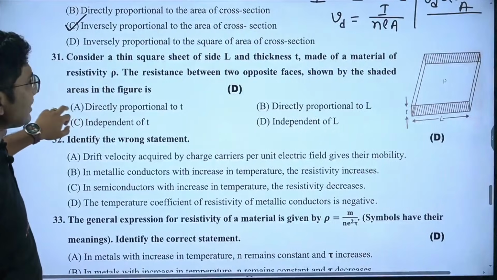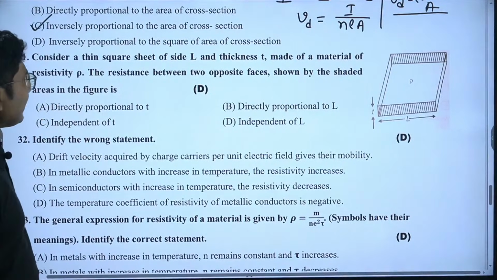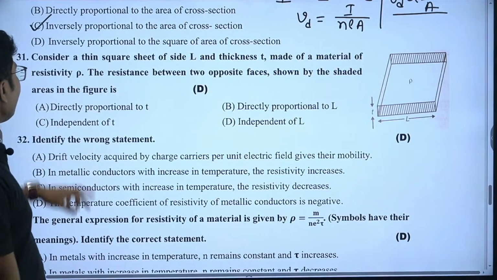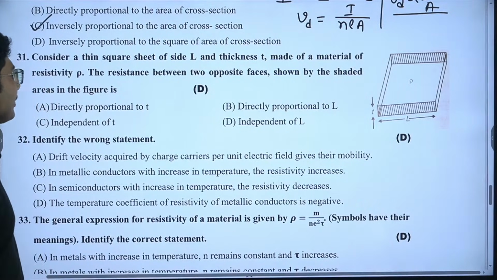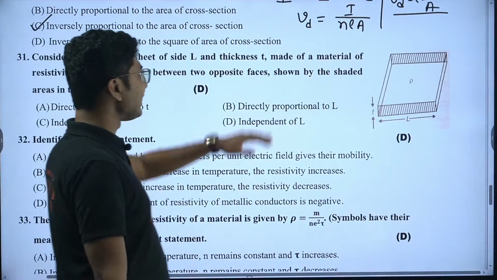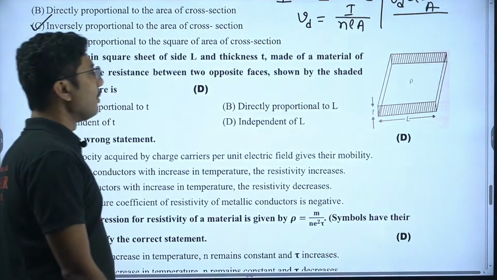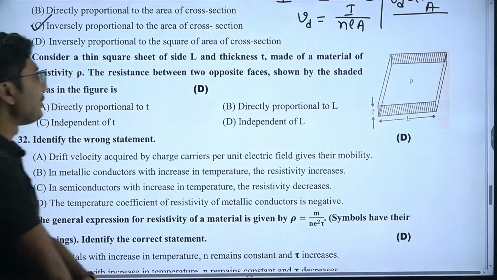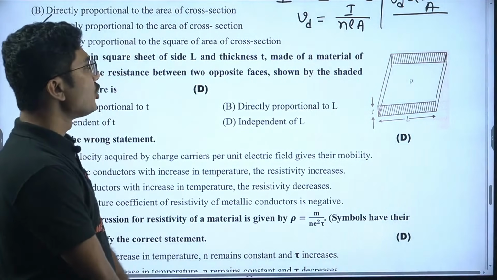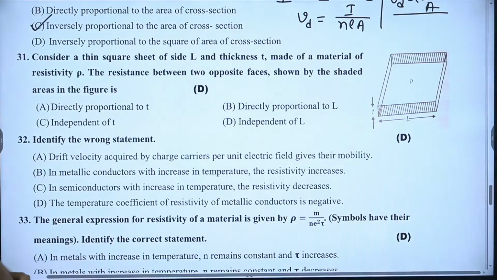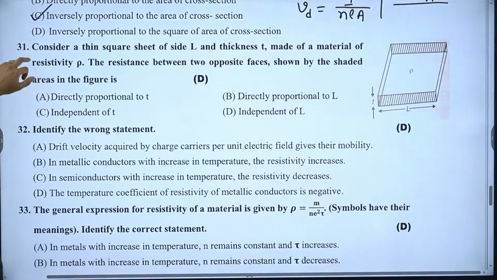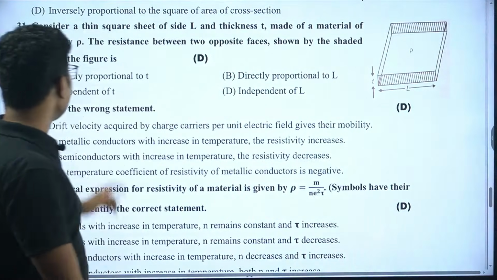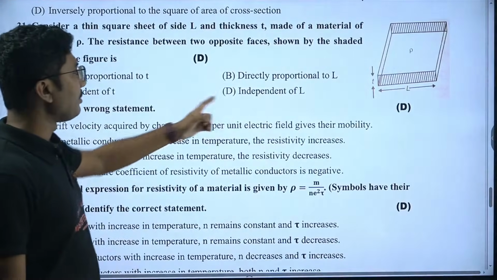Now this is a very interesting question. This question is actually taken from one of the old CUSAT papers. Consider a thin square sheet of side L and thickness small t, made of material of resistivity rho. The resistance between two opposite faces shown by the shaded areas in the figure is directly proportional to t, directly proportional to L, independent of t, independent of L.